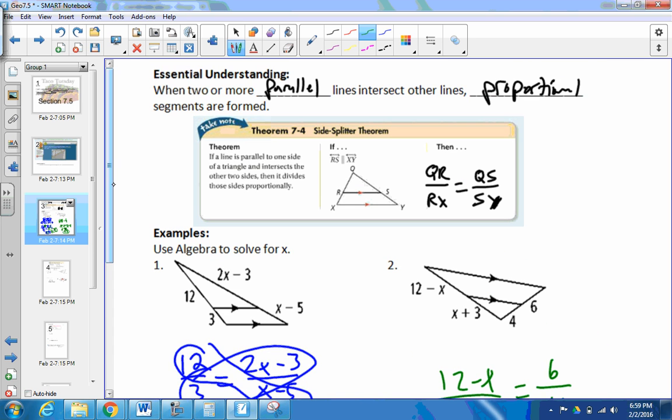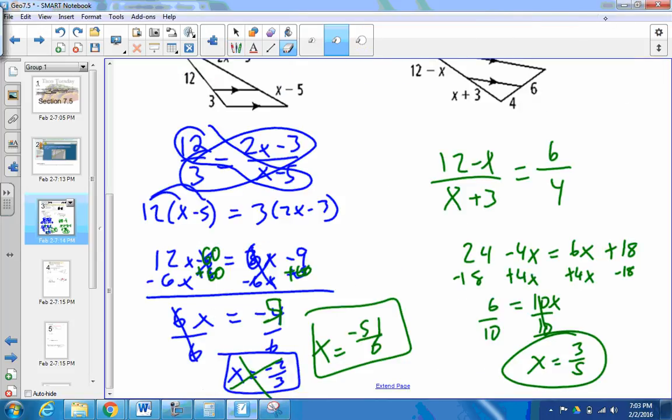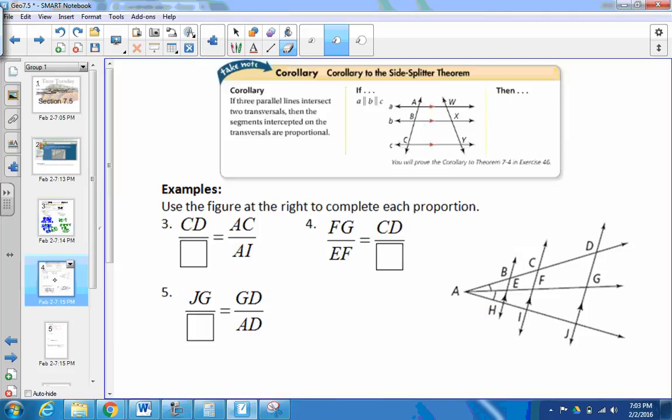Alright, so looking back at that formula, if a line is parallel to one side of a triangle and intersects the other two sides, then it divides those sides proportionally. All right? If you'd like to know how to prove the theorem, you can look in your textbook. There's a proof of that.